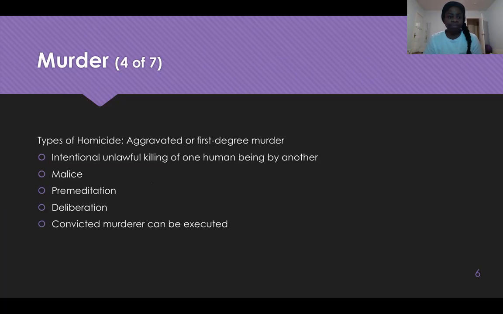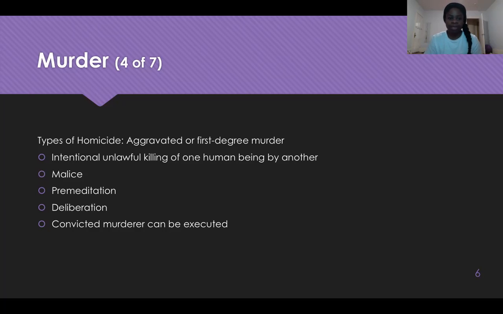So the types of homicide, first we'll go into aggravated or first degree murder, okay? Aggravated or first degree murder is specifically defined as the intentional, unlawful killing of one human being by another with premeditation or deliberation, okay? First degree murder is the only kind of murder for which a convicted murderer can be executed in states that have the death penalty. Sound good?